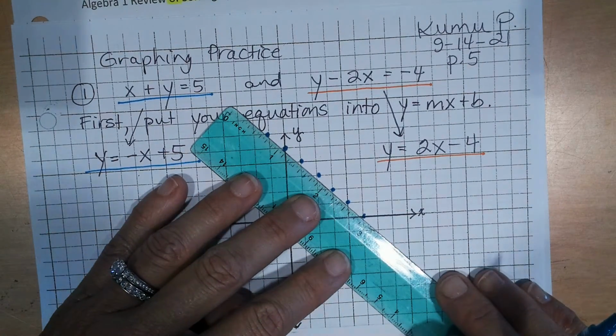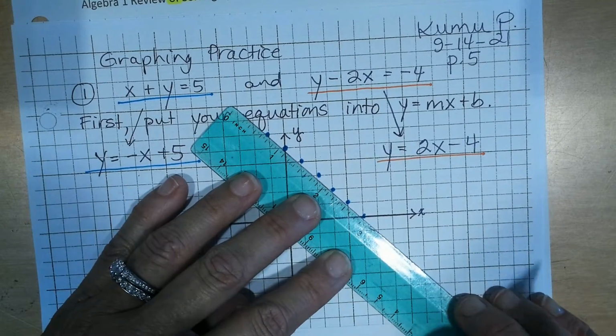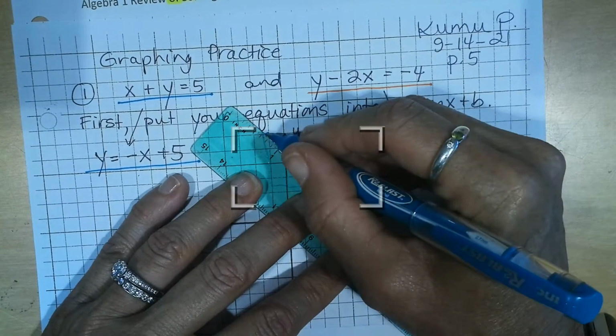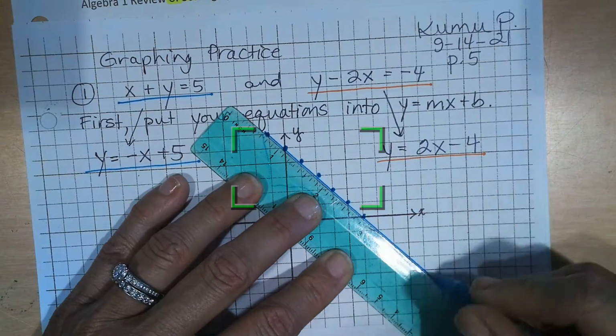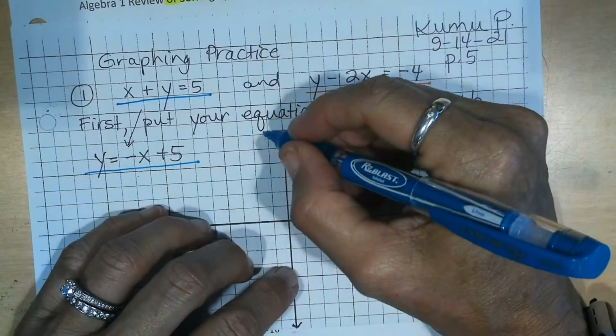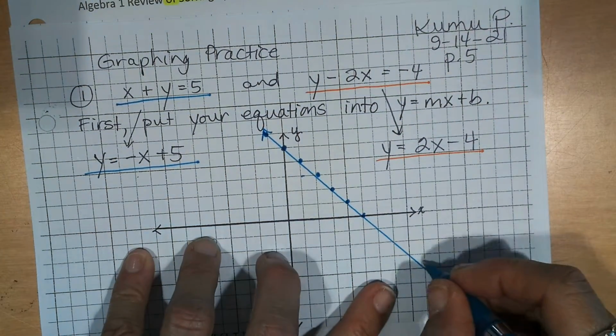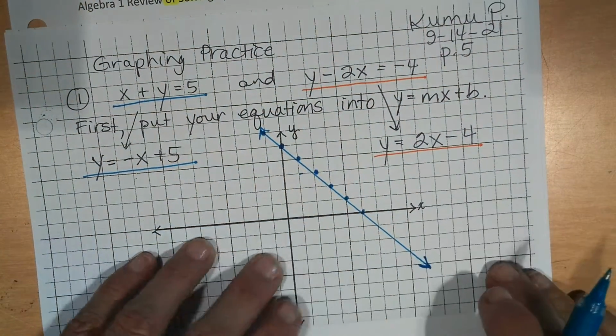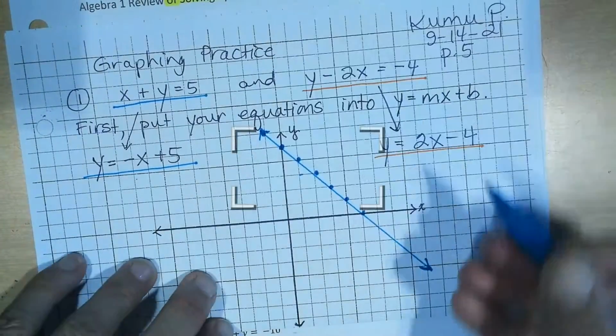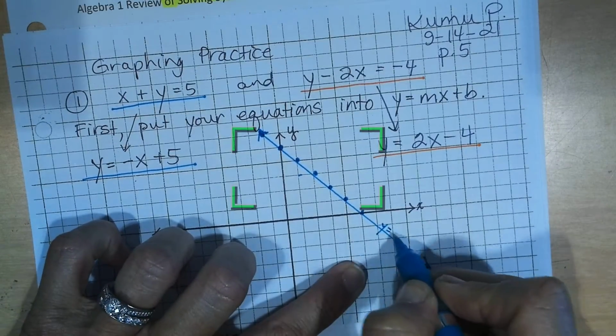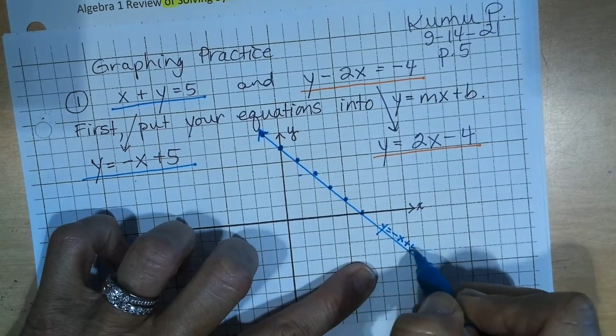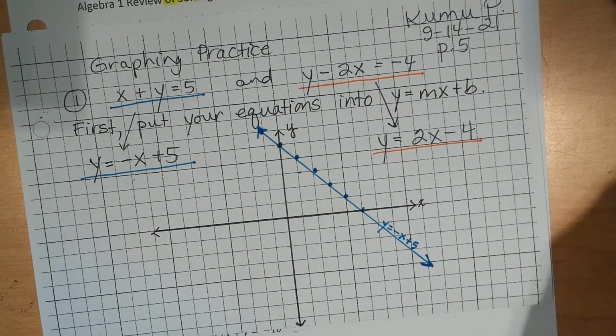And I connect it. You don't have to do more than 3 or 4 points as long as you've got them all. Make sure you make it pretty all the way across, extend it, put the arrows on it. If you don't have color, you might want to actually write on it y equals negative x plus 5. That's always an excellent habit.